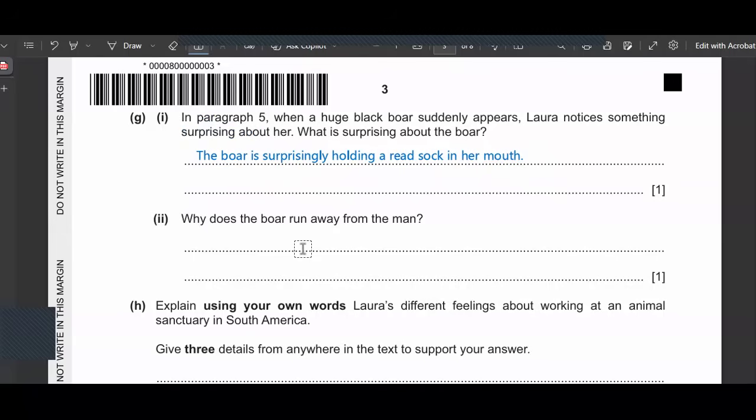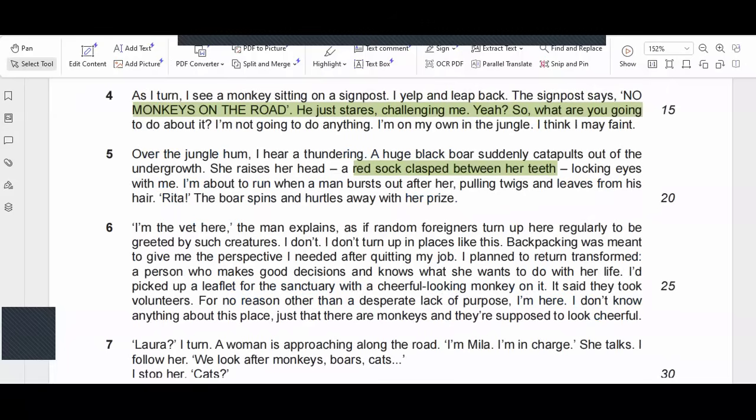So the second part, why does the boar run away from the man? This basically has not been stated. So that means one part of this question is explicit and the other part is implicit. Over here we have to make an inference, we have to use our understanding to answer our question effectively. So if we go back to the text and look at the scenario, a man is behind, a boar is running, and a boar is holding a red sock, and as soon as the man shouts, the boar stops, turns around, and gets back to the man.